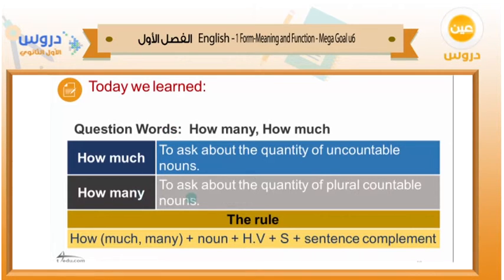And how many, to ask about the quantity of plural countable nouns. So we can count them, and you can see the S of the plural. Like, how many books, how many tables, how many chairs, how many windows, how many watches. All of these are countable nouns, so we use how many. And the rule is how much or how many, it depends on the noun here. If this noun is countable, so we say how many. And if it's non-countable or uncountable, we say how much. And with the rest of the sentence starting with a verb and the sentence complement.